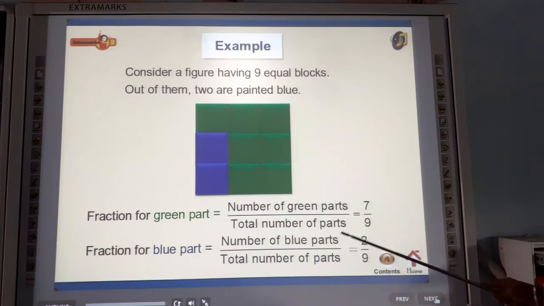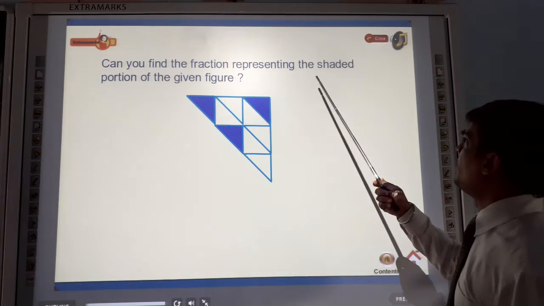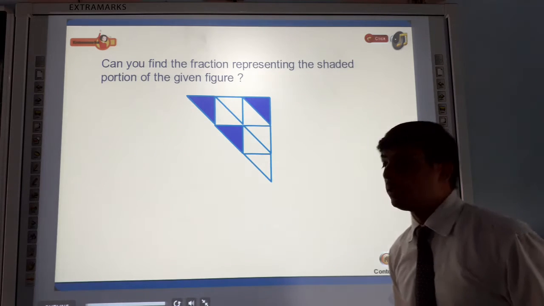Okay students, look here. Can you find the fraction representing the shaded portion of the given figure? Okay, look at this.